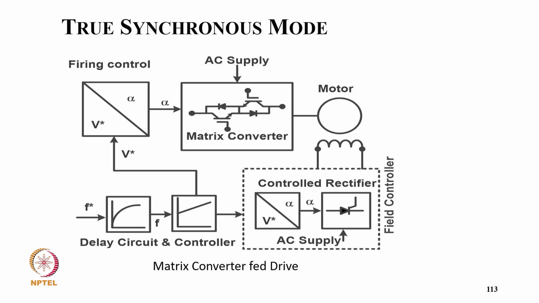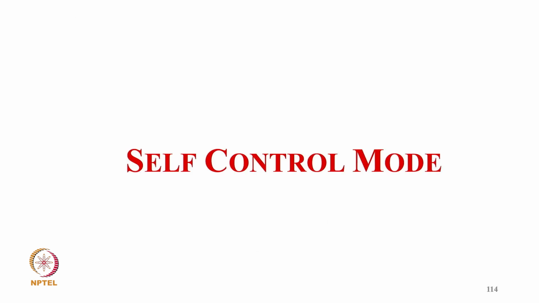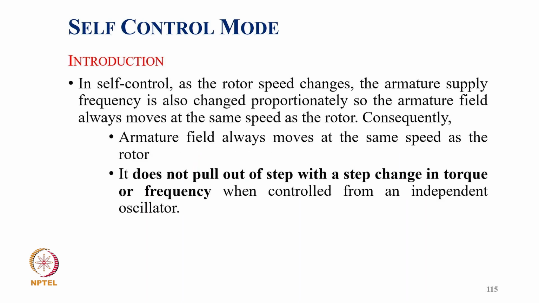So we have a reference frequency, then delay frequency, we get the voltage proportional to it, and then a control rectifier, and then control the matrix. So now move to self-control mode, which is really used in the industry nowadays.